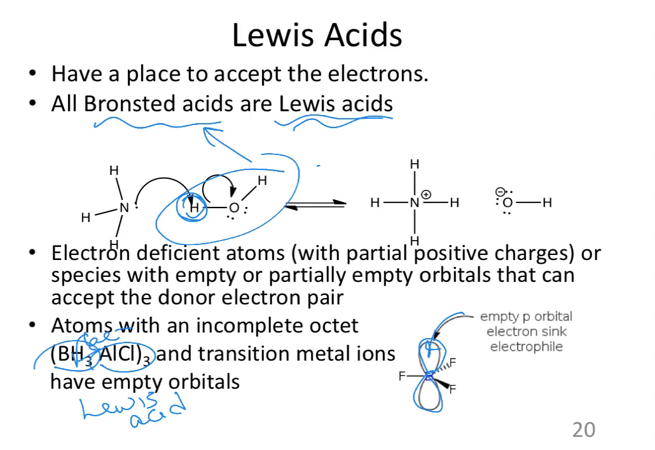Now, anytime you have a cation, so let's say we had copper +2, that would be a really good Lewis acid. Anything with a full-out positive charge makes a good Lewis acid. And sometimes simply something with a partial positive charge will be a good enough Lewis acid.